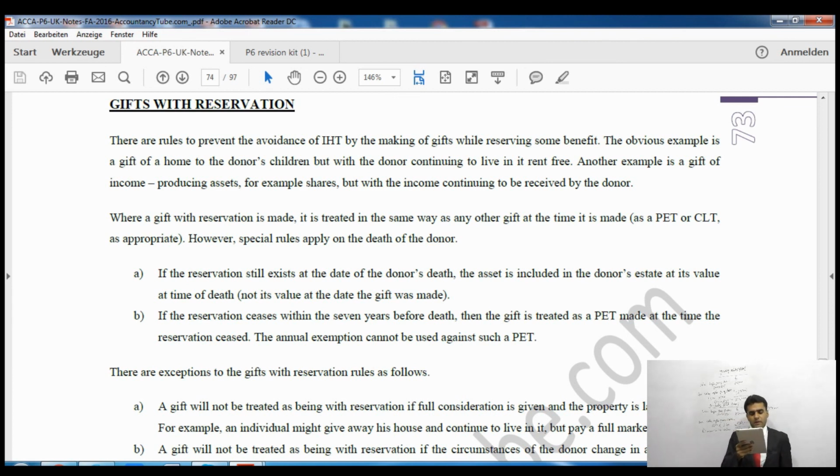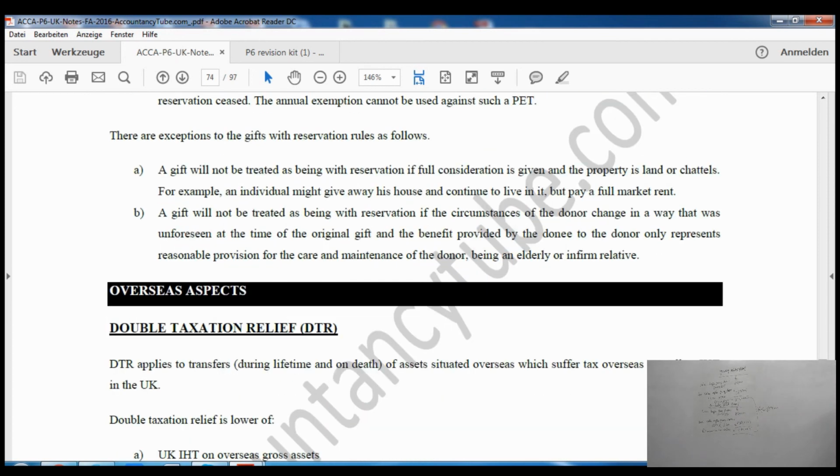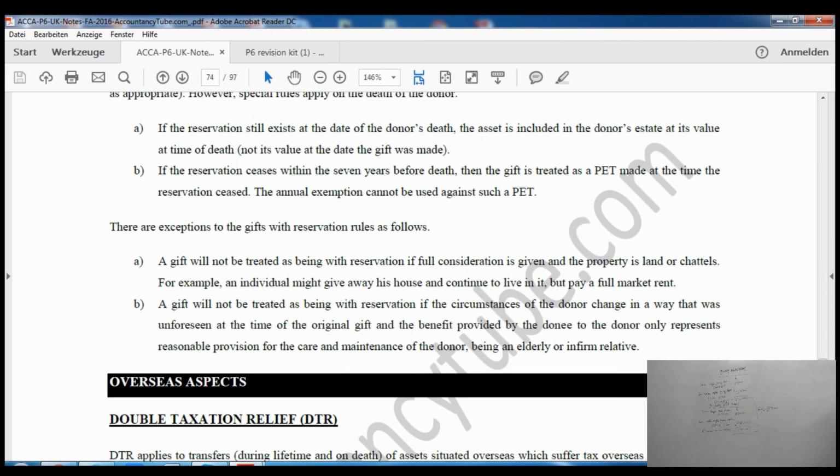And after that it says if a reservation ceases within 7 years before death, then the gift is treated as a PET made at the time the reservation ceased. Annual exemption cannot be deducted out of this potentially exempt transfer. And there are a few exceptions to these rules as well. I've already told you about the exceptions anyway. So you can read it yourself.